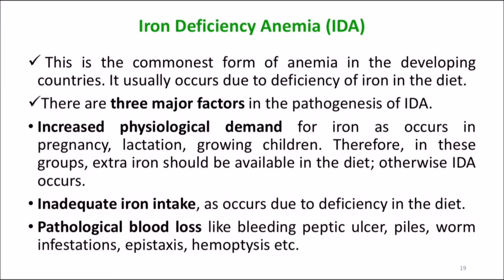So these are the several factors that can be a part of the pathogenesis of iron deficiency anemia. This is the commonest type of anemia which you come across in India especially, and it can be due to the deficiency of iron in the diet. There are three factors mainly: increased physiological demand of iron, inadequate iron intake, or pathological blood loss.